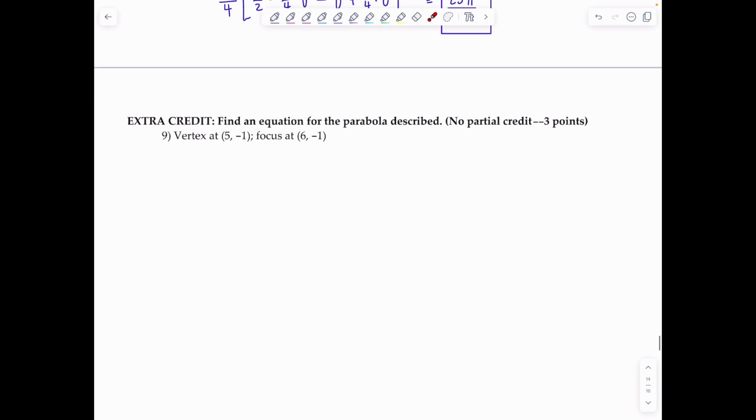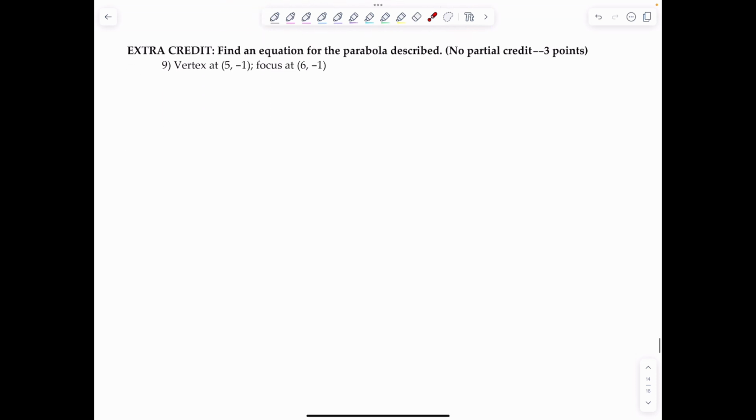So here we go. Extra credit. Find an equation for the parabola described. No partial credit. That's how the extra credit works in this class on an exam. So why the heck are there conics? Well, you know, we do cover it at the end of the semester again, and it's conic sections like with no calculus. It's conic sections from good old pre-calc revisited.